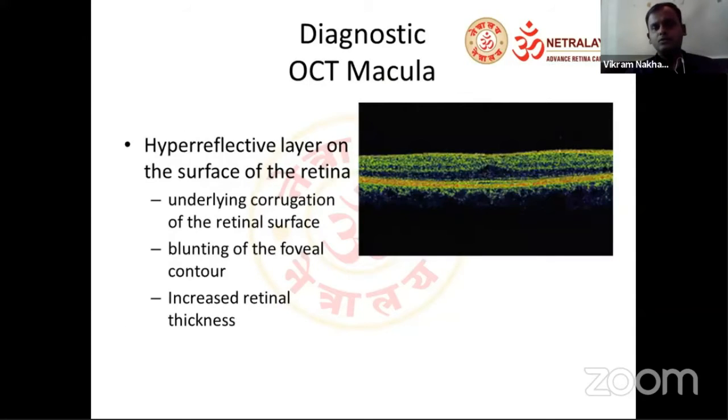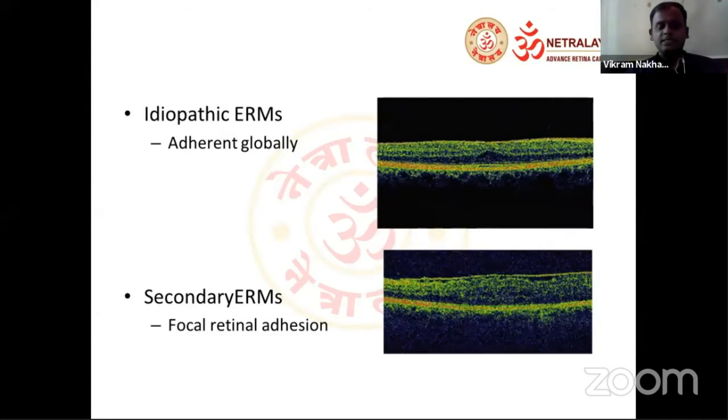Regarding the diagnostic features, OCT is considered the diagnostic tool. In OCT macula, an ERM is seen as a hyperreflective layer on the surface of the retina. It may be associated with underlying corrugation of the retinal surface, blunting of the foveal contour, and increase in retinal thickness. The idiopathic ERMs are seen as adherent globally to the underlying retina, whereas secondary ERMs are seen as focal retinal adhesions.